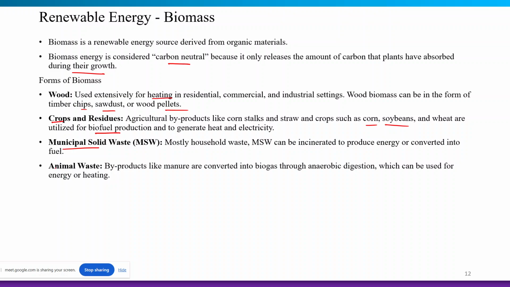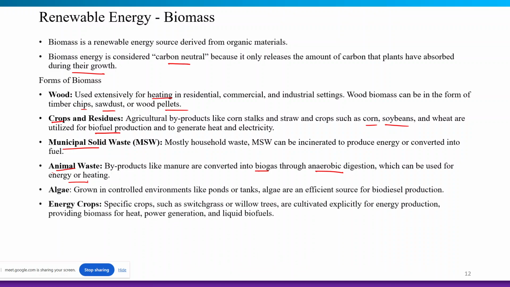So animal waste is also a huge source of various kinds of valuable products we can convert from this kind of waste. Those are mainly converted into biogas by anaerobic digestion, which can be used for heating or energy purposes. Algae are cultured in a controlled environment, and they are very highly efficient for biodiesel production.